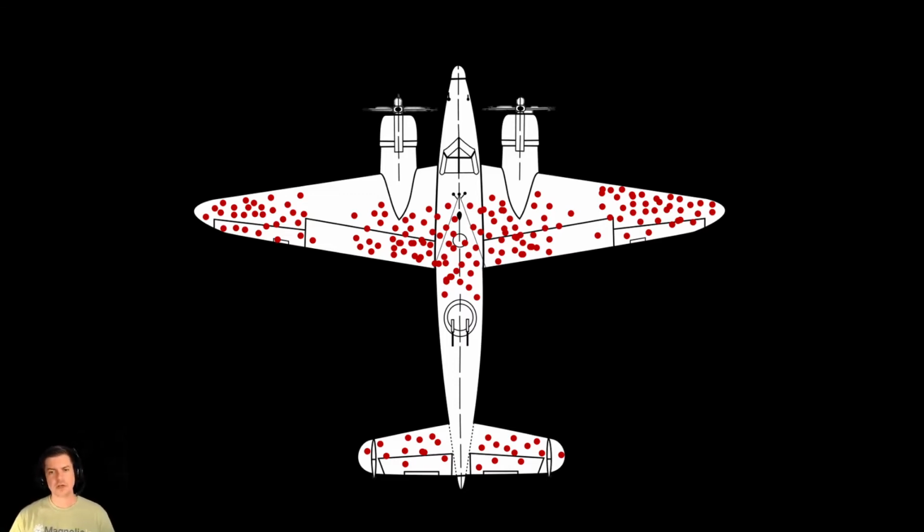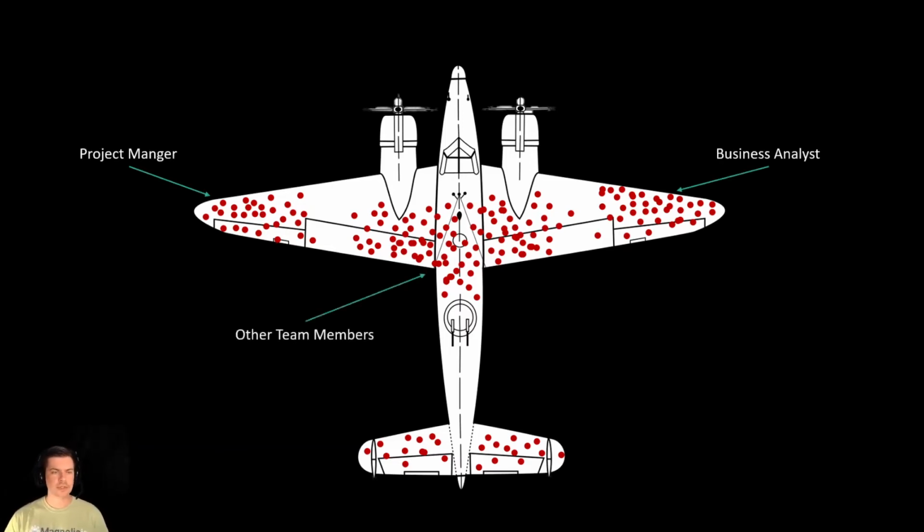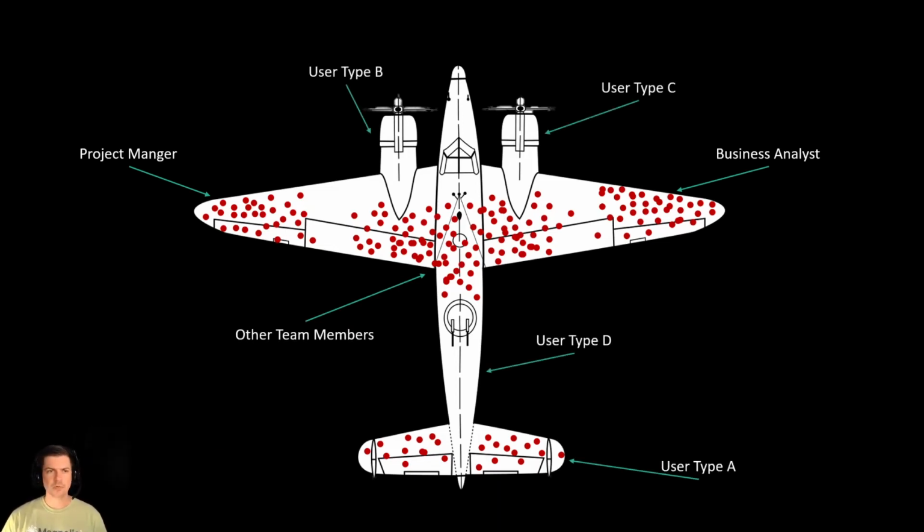So if we relate this to software development, maybe we're talking to a PM or a business analyst, maybe we're talking to other team members, maybe we're even talking to a certain category of user. But if we're not talking to all of our users and all of our different types of users, then we're not getting the whole picture. We're focusing on the wrong data points. We're putting armor on the wrong parts of the plane.